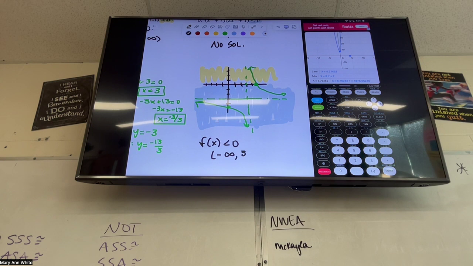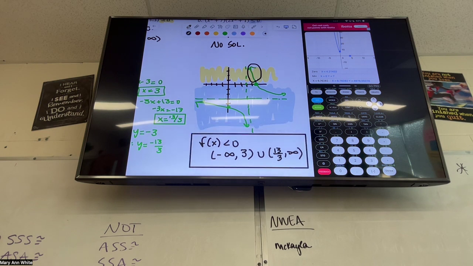The asymptote. So at the asymptote, we hugged the asymptote for a long time, but then eventually we had to come back up positively and start going back negative again. And then I was positive until what point where I went back down to the negative side? 13 thirds. So then we'll say 13 thirds positive infinity.